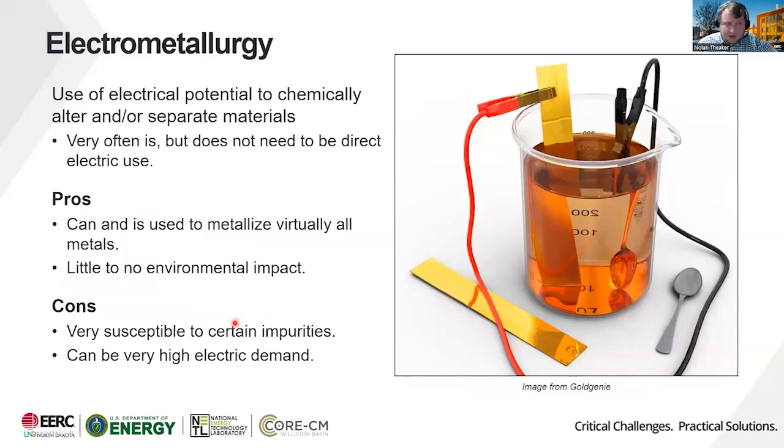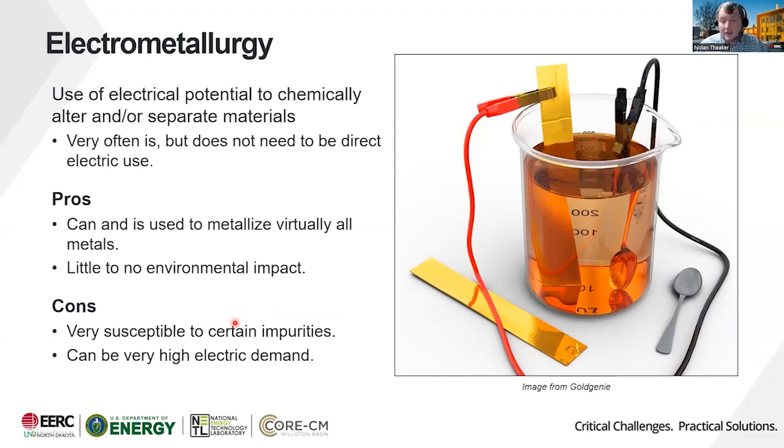Electrometallurgy, the last field, is the use of electric potential to chemically alter or separate these materials. And it doesn't always have to be a direct electrical use. Now, the advantage of electrometallurgy, it can do to metals what hydrometallurgy can do to separation, where it's very powerful. It can metallize virtually everything. Only things that in essence form a resistor in the metallic state, which some do, can't be used for electrometallurgy. And typically there's very little to no direct environmental impact from electrometallurgy.